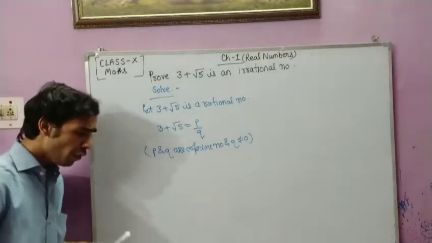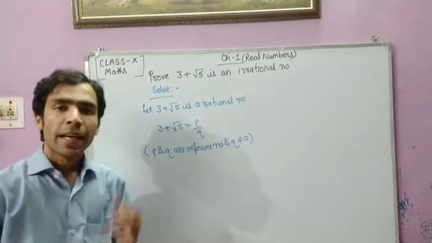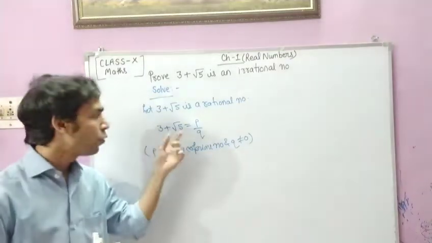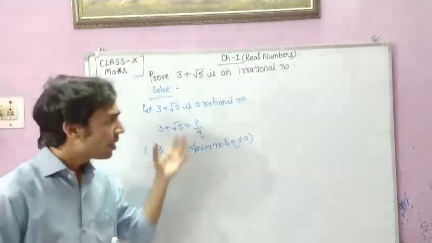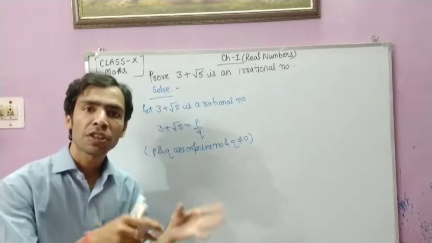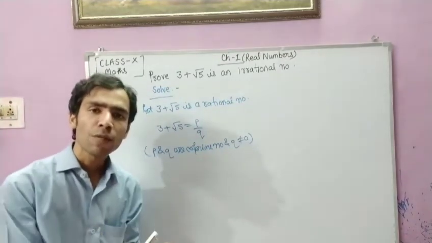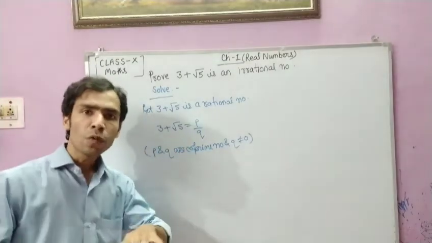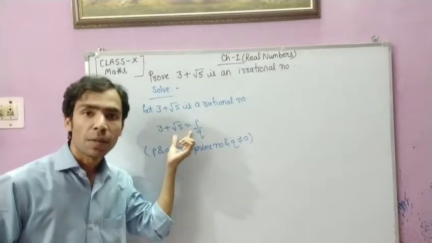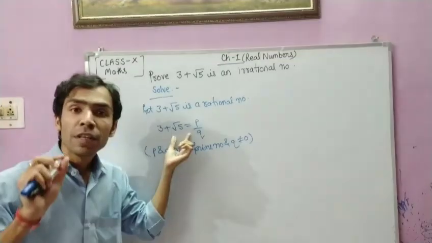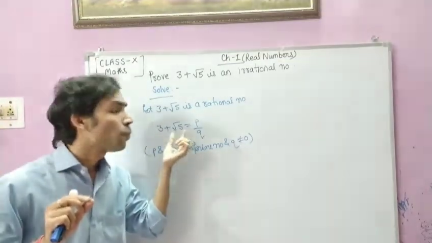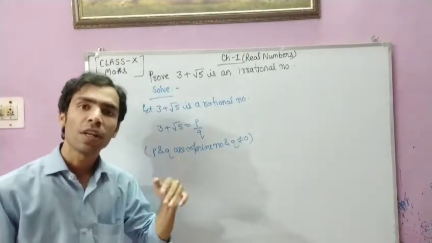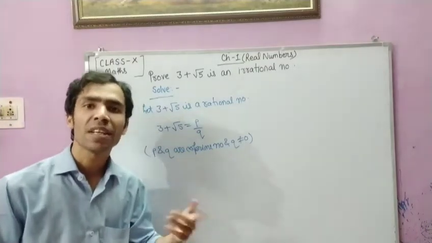Okay, so now what approach will we apply, student? See, 3 is a rational number and root 5 is an irrational number, we know that. In that type of question where a combination of rational and irrational comes, we don't need to prove root 5. We will assume it is an irrational number, because in the earlier section we have already proved that root 2, root 3, root 5 are irrational numbers.